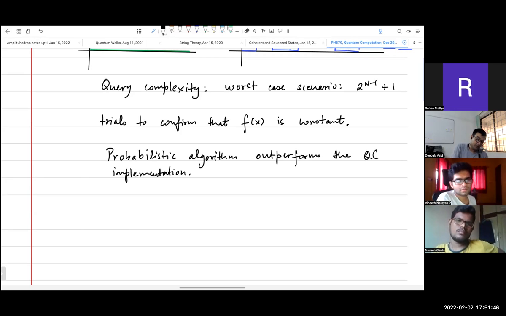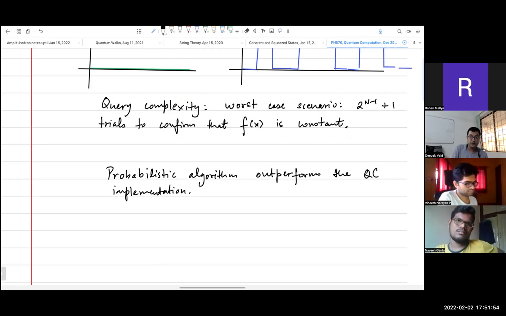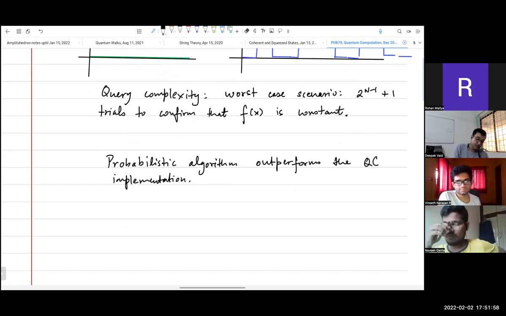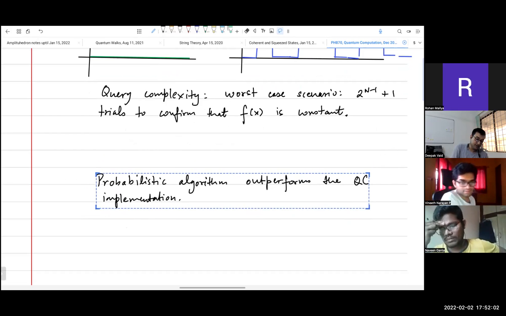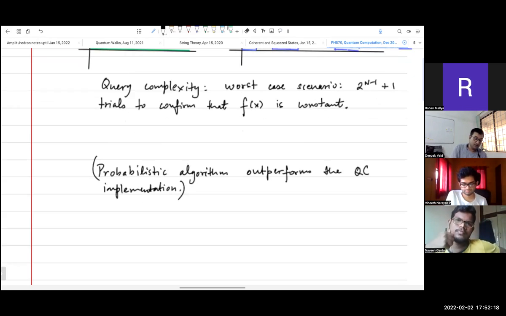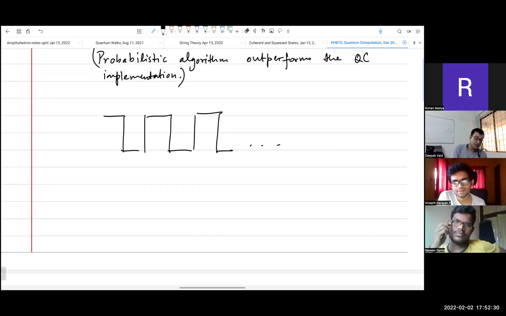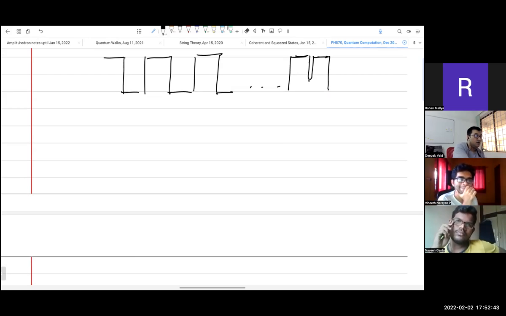And coming back to this query complexity, what is the minimum number of queries you need to establish that a function is balanced? Well, again, in the worst case scenario, you need to check every input, right? Because it is possible that your output could be like this. You get a 1, then a 0, then a 1, then a 0, then a 1, then a 0, right? This goes on until you get to the last qubit, where you think that it's going to be zero again, but it doesn't, it's again a one. Okay.